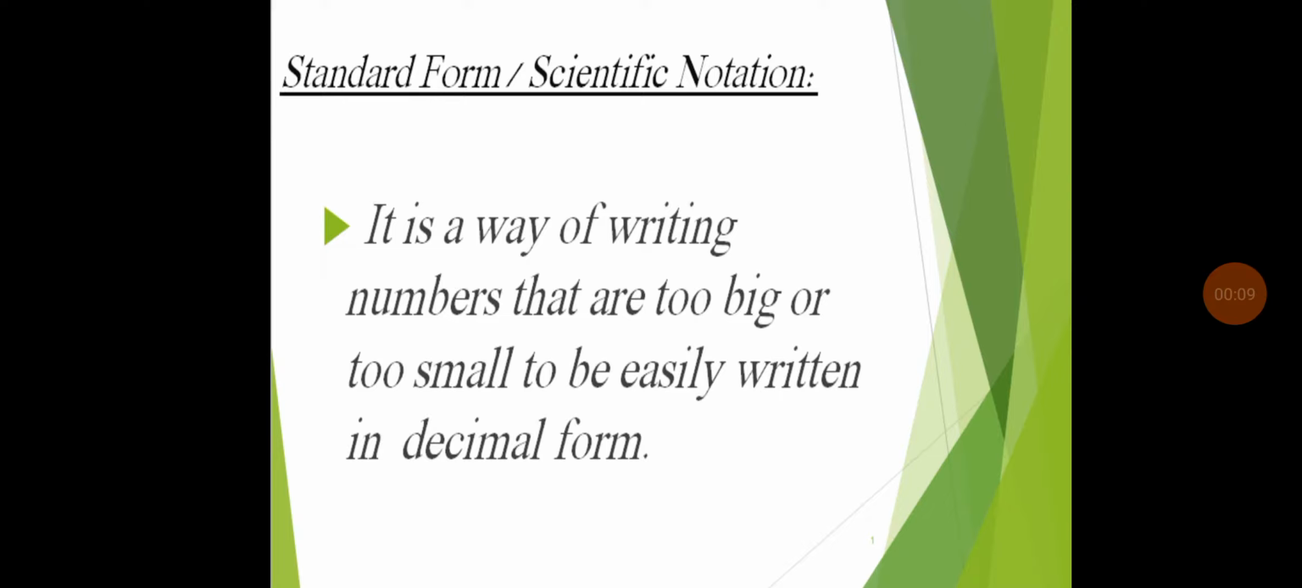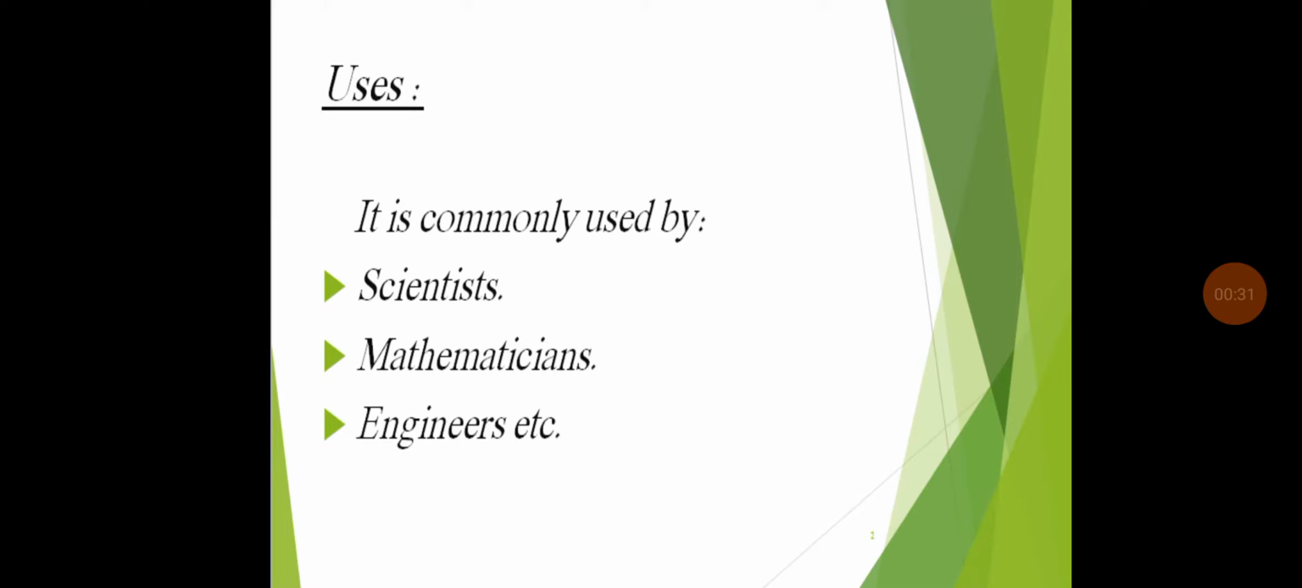Today our topic is about standard form or scientific notation. The first question is, what is standard form or scientific notation? It is a way of writing numbers that are too big or too small to be easily written in decimal form. Uses: it is commonly used by scientists, mathematicians, and engineers.